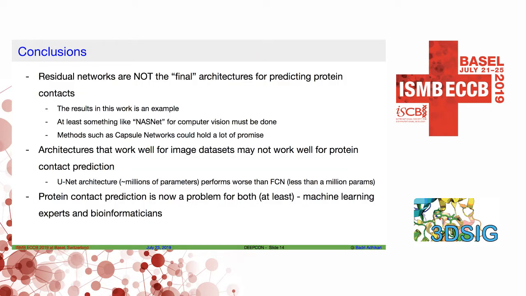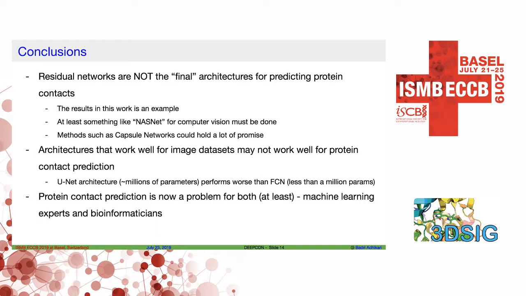So in conclusion, what we see is residual networks are not the final architectures for predicting protein contacts. The results in this work are an example. At least something like NASNet that Google has done for computer vision must be tried. Methods such as capsule networks could hold a lot of promise for solving this problem. And counterintuitively, architectures that work well for image datasets may not work well for contact prediction. And unit architecture is an example where the unit architecture has around 35 or 36 million parameters, and it performs worse than a fully connected network that has less than 1 million parameters.